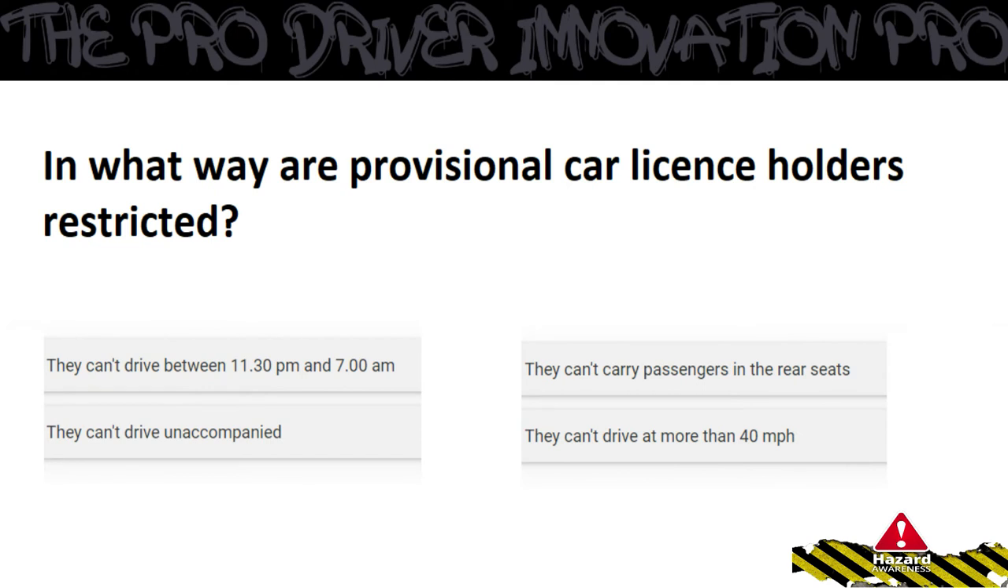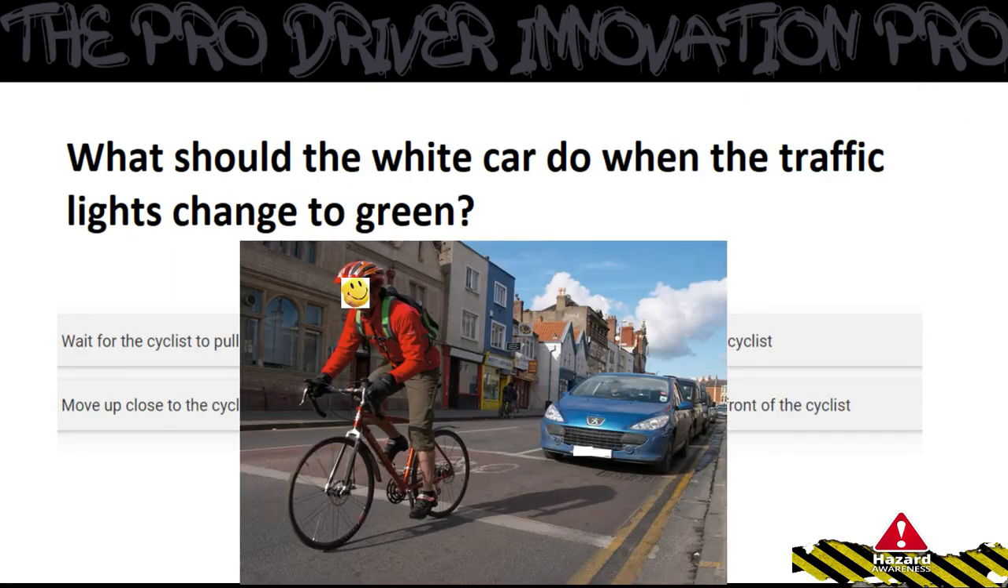In what way are provisional car license holders restricted? They can't drive between 11:30 p.m. and 7 a.m. They can't carry passengers in their rear seats. They can't drive unaccompanied. They can't drive at more than 40 miles per hour. They can't drive unaccompanied.